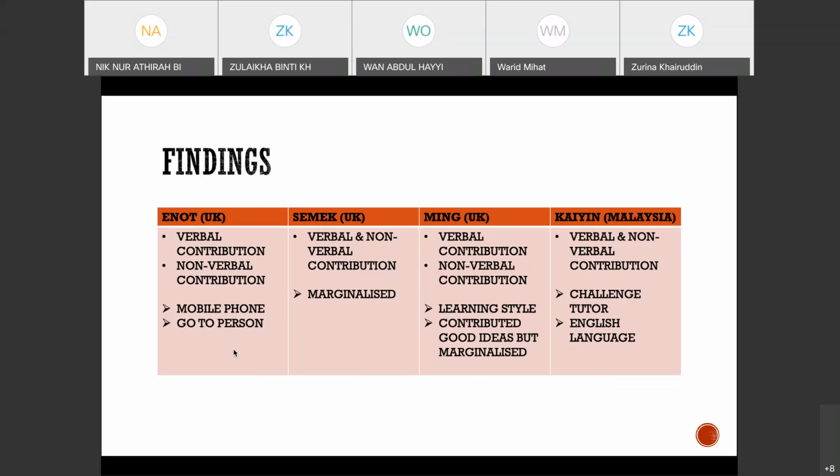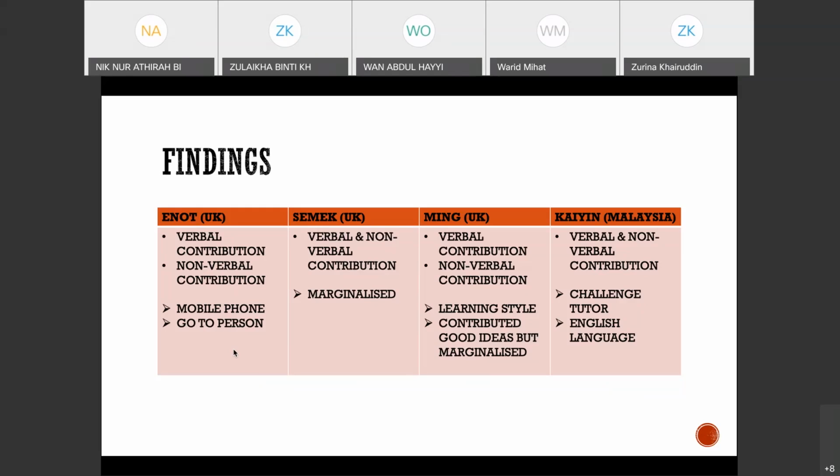Okay, and finally is Kayin. Kayin is a Malaysian student in Malaysia. So Kayin is also interesting. Kayin is similar to Samak in the UK. She's always sharing. She's always verbally contributing. She does everything. She takes notes. She raises her hands. She nods. She shakes her head. Everything. She's a good student.